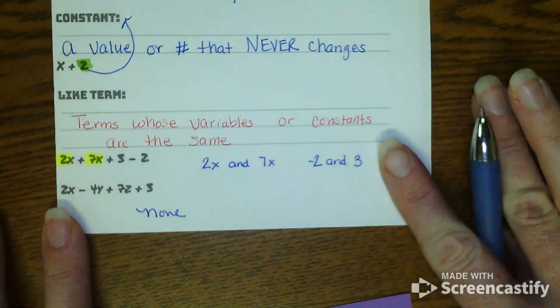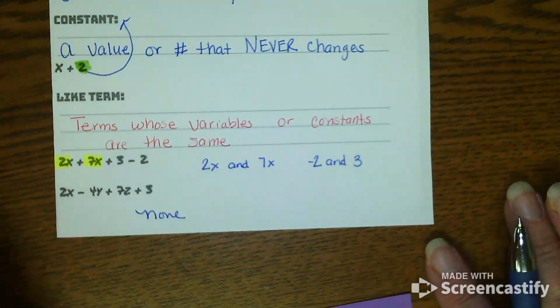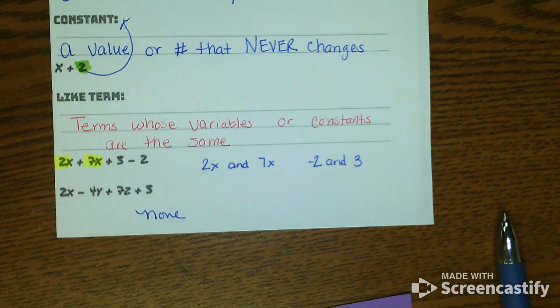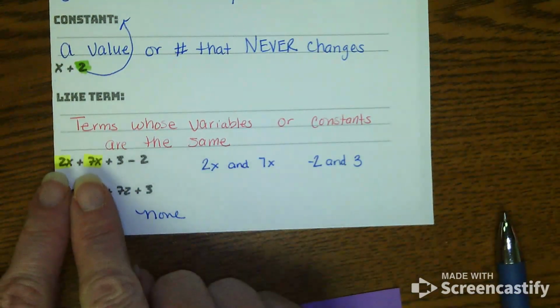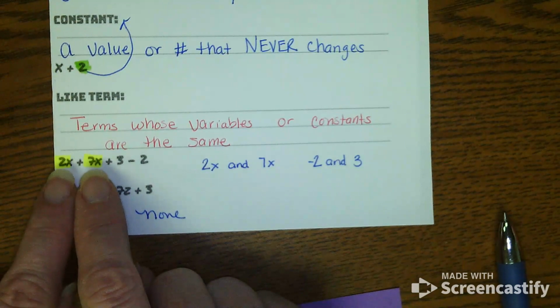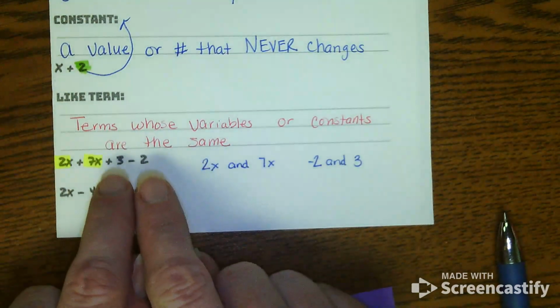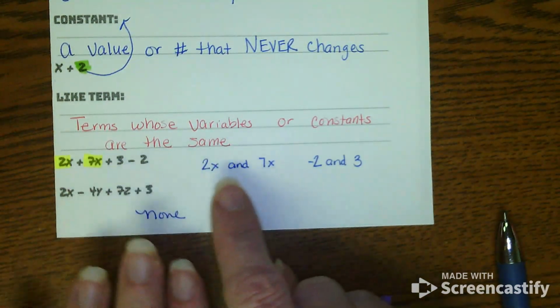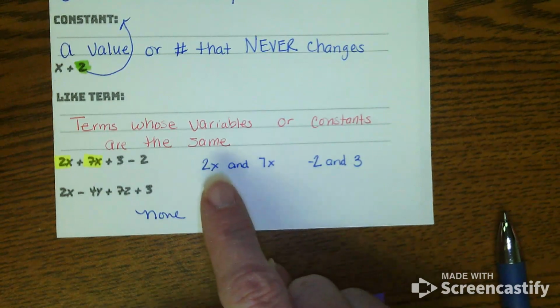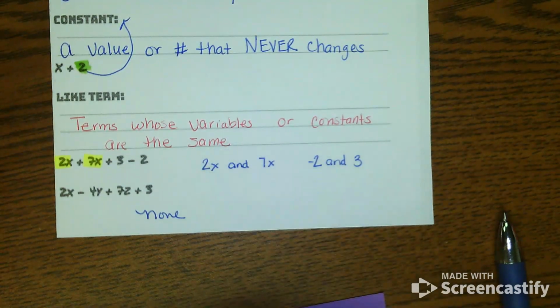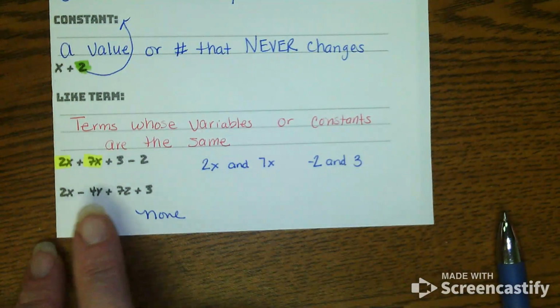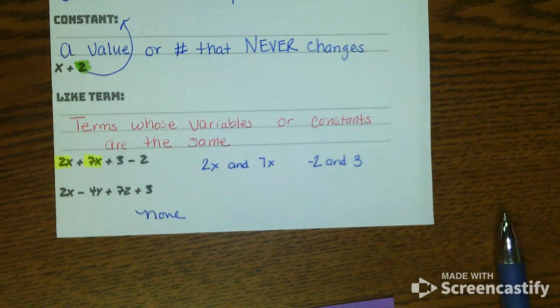At the bottom, we have like terms, and that's going to be things that have variables or constants that are the same. So in this one, I've highlighted 7x and 2x. I didn't highlight 3 and -2 because I wanted them to stand out. So these are common or like terms from this expression. These are like constants. This expression at the bottom has none.